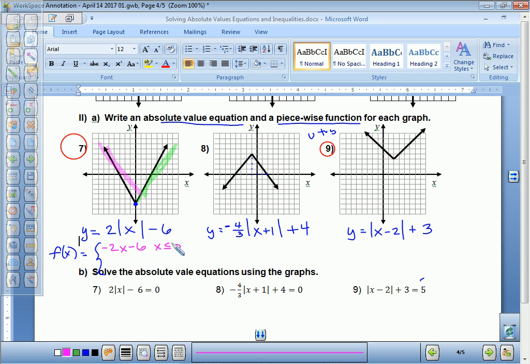Or you could use the inequality notation here, from -infinity to 0. And then the right side is up 2 over 1, up 2 over 1. So it's positive 2x minus 6. And that's for x values that are greater than 0. Now you can choose where your equal to goes. It can go here or here, but not both.